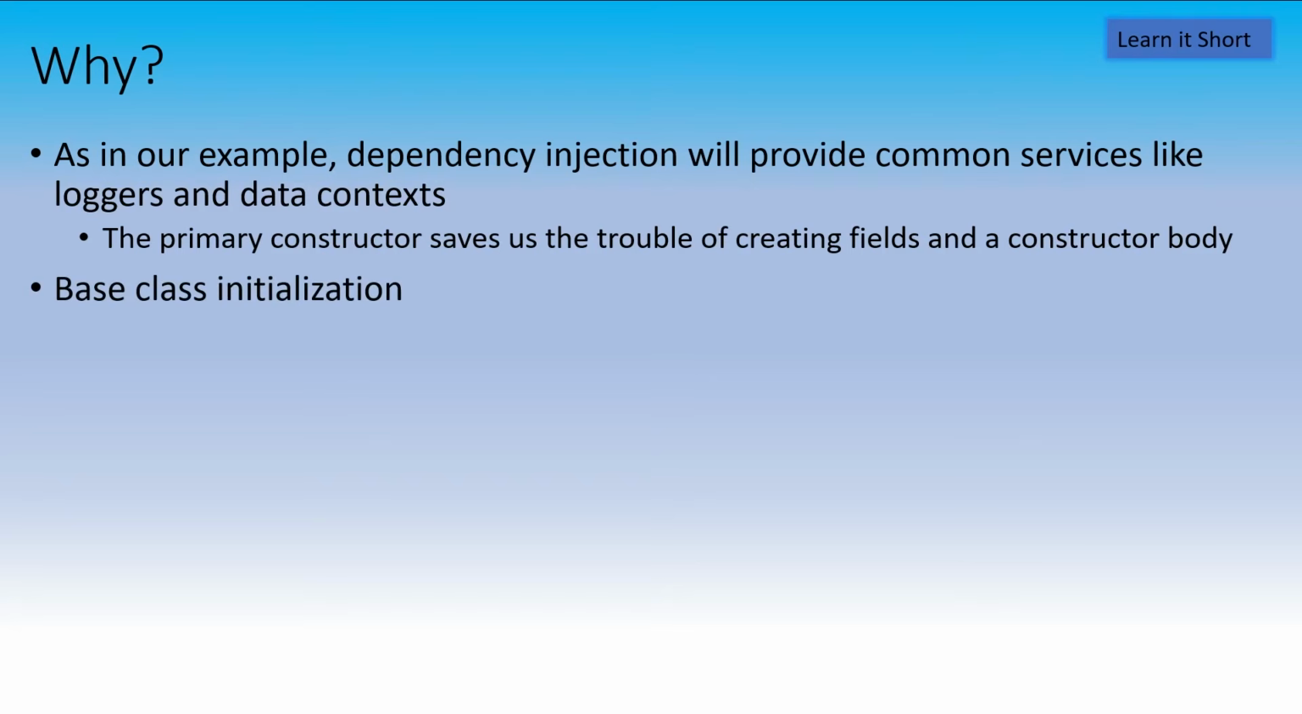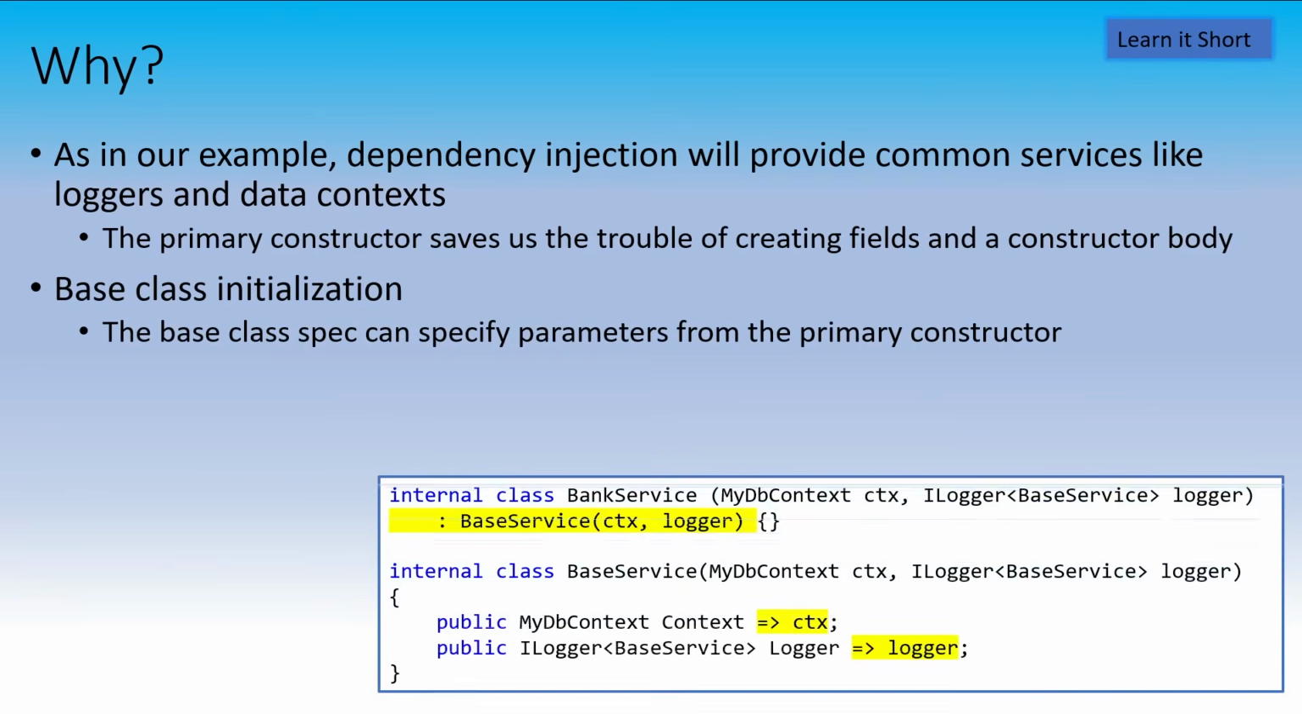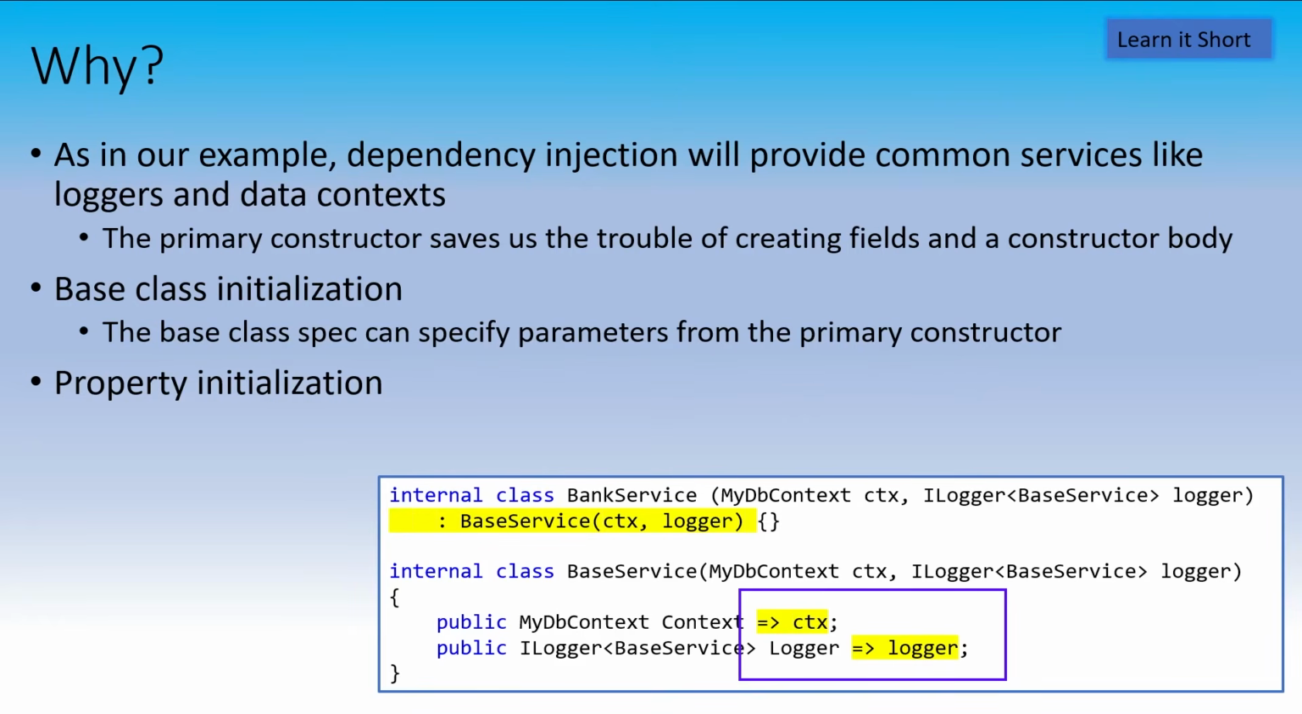We can also use it as base class initialization. The base class specification can contain the parameters from the primary constructor. So you can see that our bank service is passing the context and the logger to our base service. This way we don't have to, again, create traditional constructors and pass those along. We can also use it, as you can see in this example, in the base service to initialize properties, especially if they're properties that make some computation from those parameters.